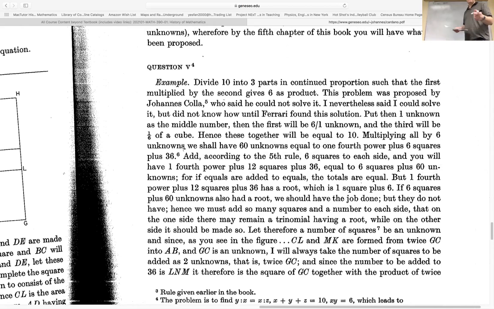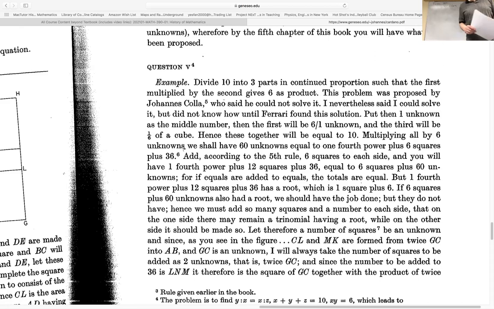Divide 10 into 3 parts. So 10 into 3 parts. So all right, A plus B plus C is 10. In continued proportion. In continued proportion means the ratio of A to B is the ratio of B to C. You don't need to know that, but that is what it means. Such that the first multiplied by the second gives 6 as a product.